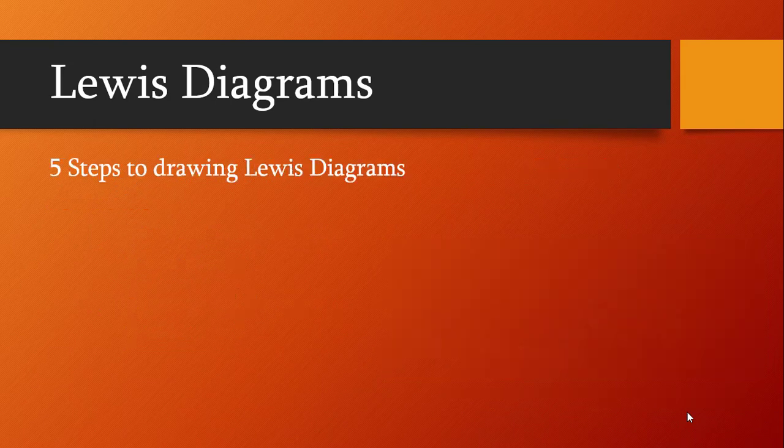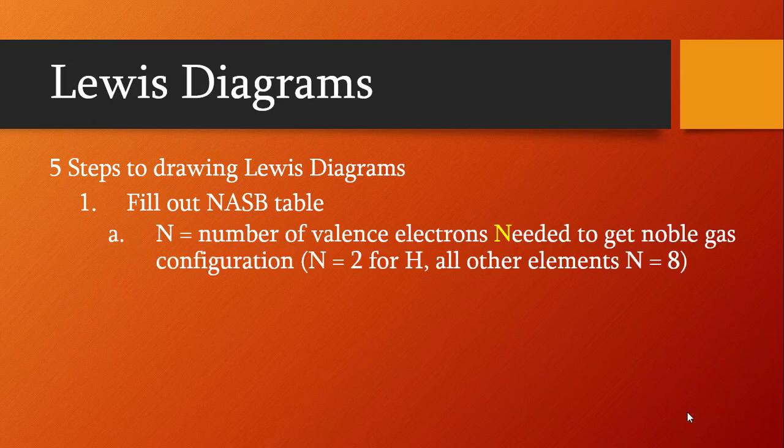Now, there are 5 steps to drawing a Lewis diagram. The first step is to fill out an NASB table. And before you ask what an NASB table is, I will explain. The N stands for the number of valence electrons an element needs to have a noble gas configuration. Remember the octet rule. N equals 2 for hydrogen. If the element isn't hydrogen, then the N equals 8.